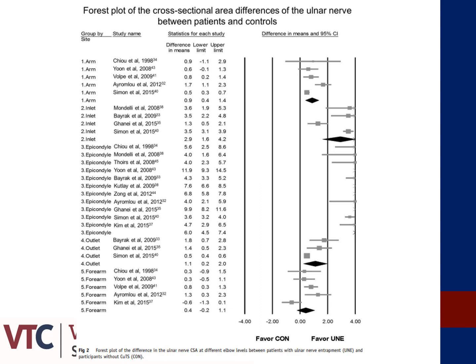Again, if there is a significant difference between the cross-sectional areas of patients with and without cubital tunnel syndrome, then what should we be utilizing as our diagnostic cutoff? What this forest plot below shows is where this cross-sectional area difference is most significant. If you look at the middle of this plot, it demonstrates that the level of the medial epicondyle has the most significant difference in cross-sectional area, which helps facilitate our ability to diagnose cubital tunnel syndrome.